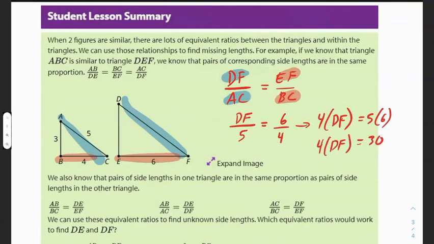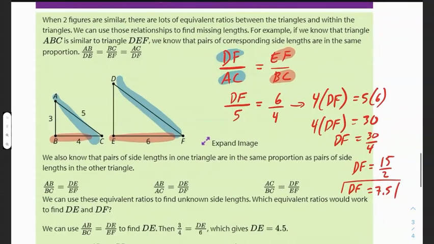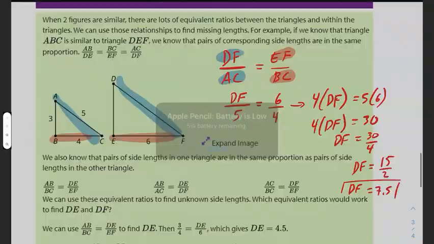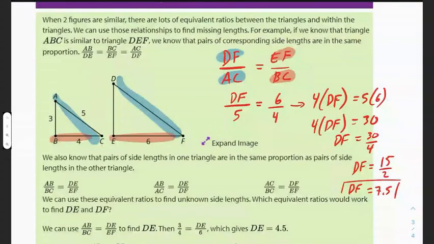Okay, division. We can totally reduce by 2. And that should give us 7.5 for DF. So that's an example. And looks like for their example here, ooh, battery low. Okay, good to know. All right, DE, as you can see, they're solving for DE.